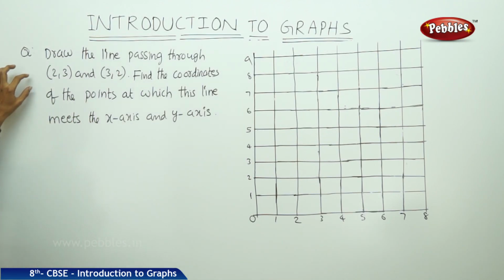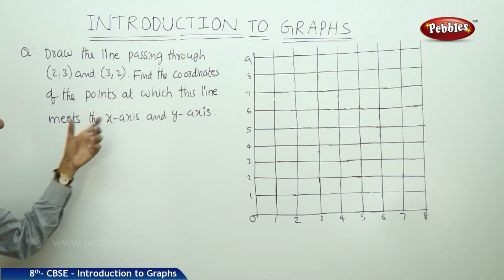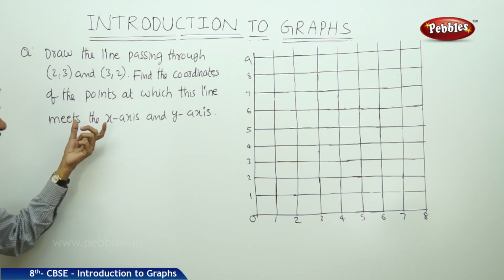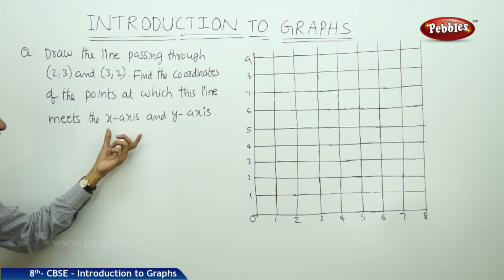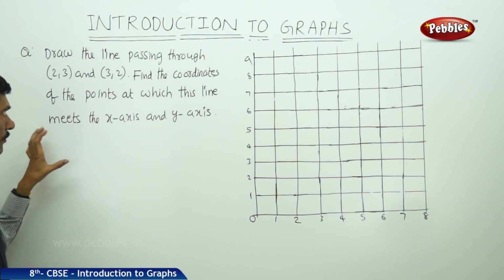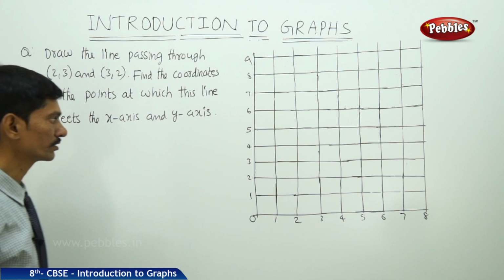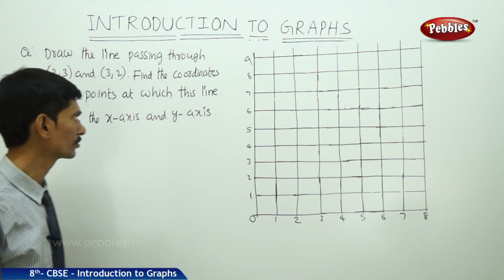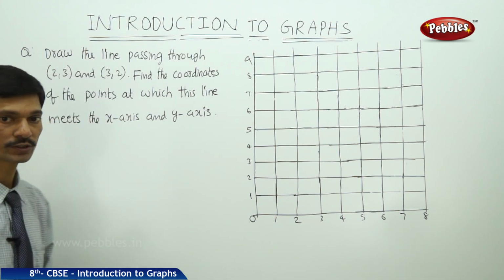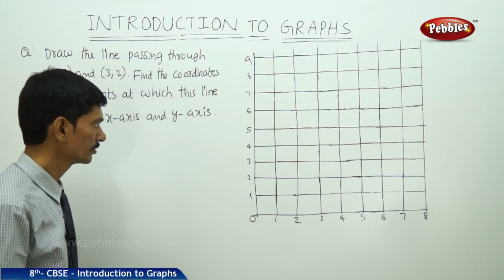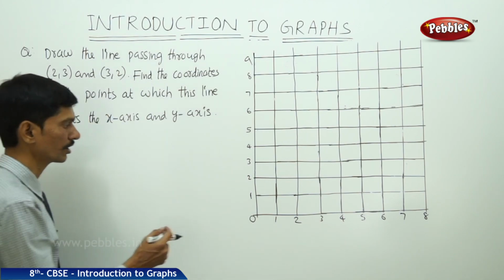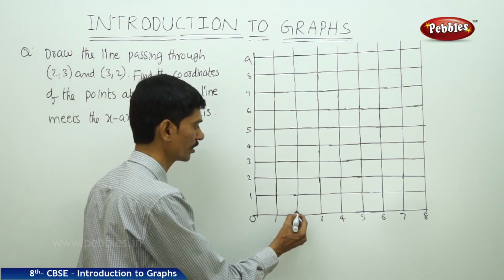Draw the line passing through the points 2, 3 and 3, 2 and find the coordinates of the points at which this line meets the x-axis and y-axis. So first we will draw the line passing through the given points 2, 3 and 3, 2. So first we will locate the 2 points. So the first point is 2, 3.